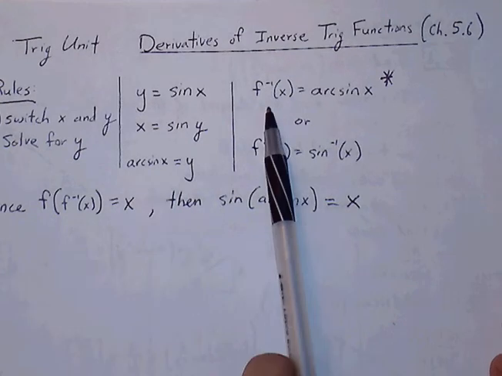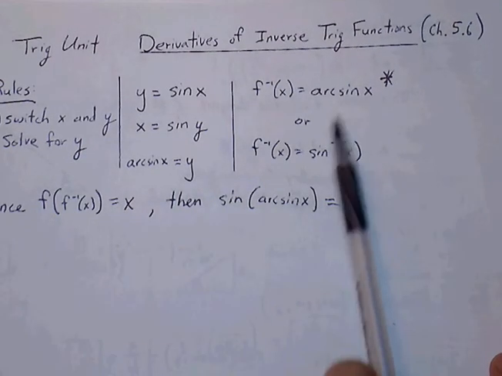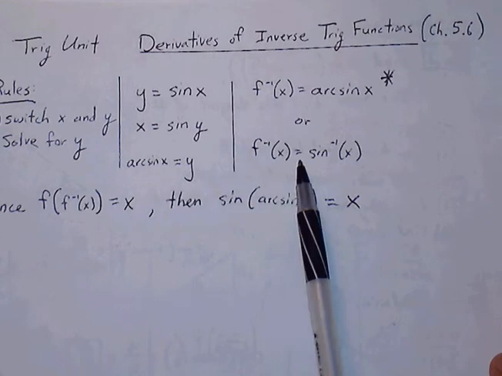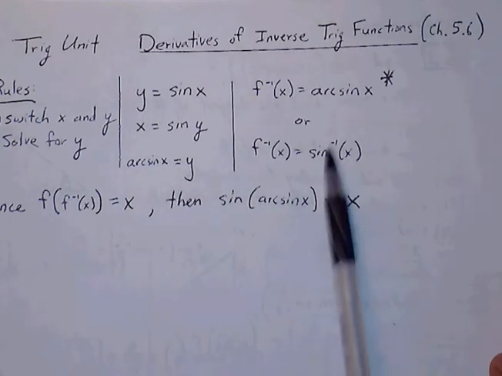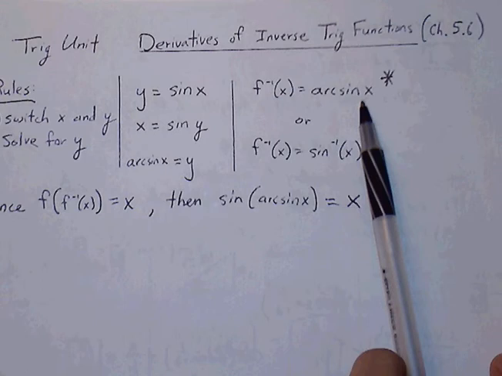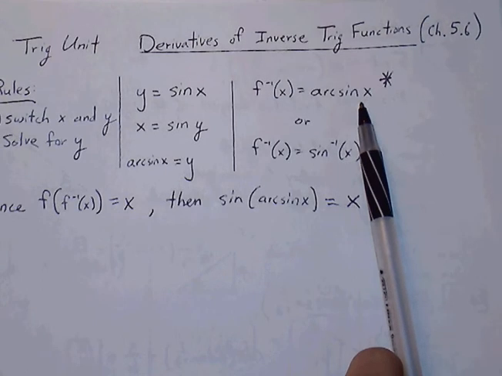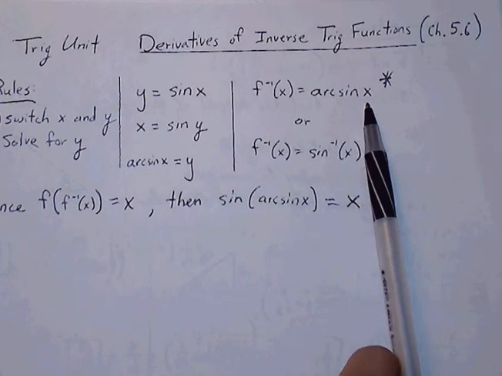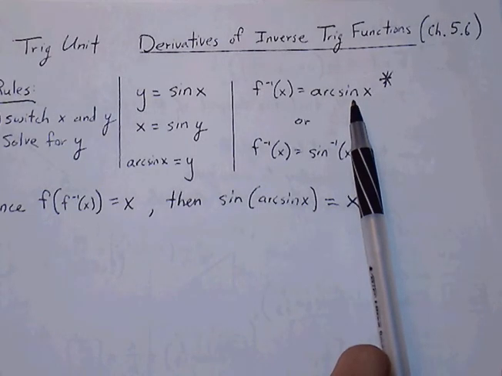So f inverse can either be written as arcsine of x, or as sine to the negative 1 of x, which is also inverse sine of x. This is the more common usage that you see with homework problems, so we're going to stick with arcsine of x.